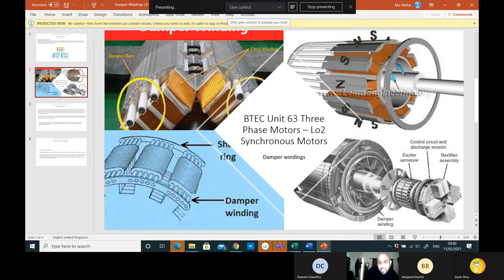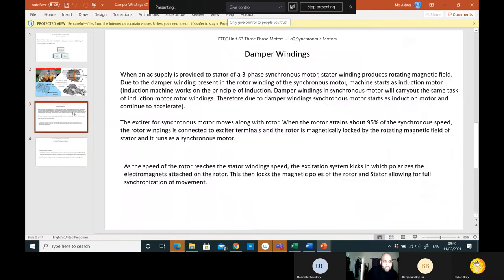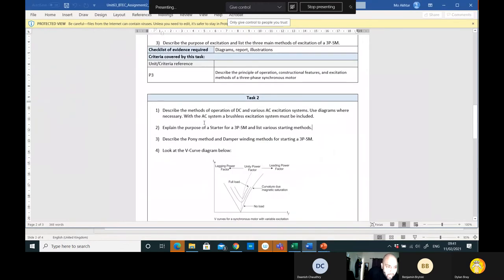When the rotor starts spinning at 97% of the speed of the starter windings, the excitation system kicks in and energizes, magnetizes the rotor magnets. So this is the concept of damper windings. This lesson might be recorded, because we did a really good lesson on this, and it explains a lot in detail. Here, describe the pony method and damper windings. That's taken from the PowerPoints, and you can do a lot of research about pony methods. It's very easy to find pony motors.